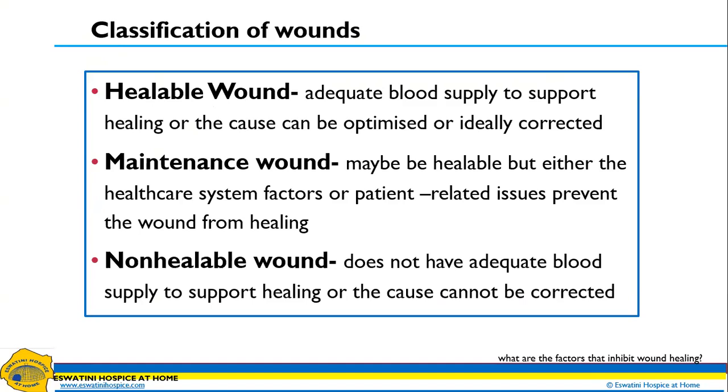But just to share, we have three types of wounds: healable wounds, maintenance wounds, and non-healable wounds. How much we wish that all wounds could be healable, meaning that they have adequate blood supply to support healing, and the cause of the wound could be optimized or corrected. And then we also have maintenance wounds. Normally these wounds could be healable, but due to different factors, maybe healthcare system related or patient related, we end up maintaining them because we don't have sufficient resources to manage them, or the system has some bottlenecks in dealing with that wound.